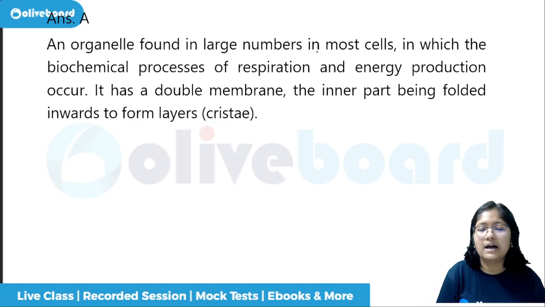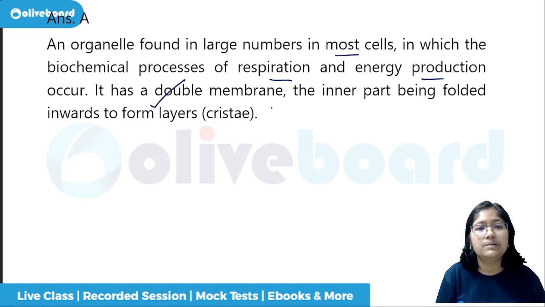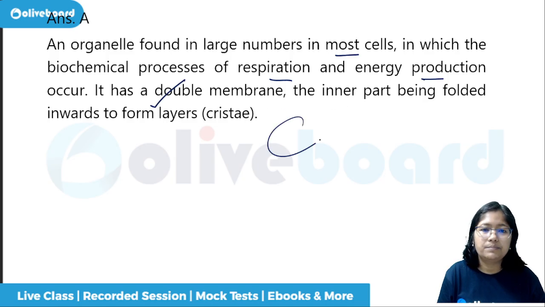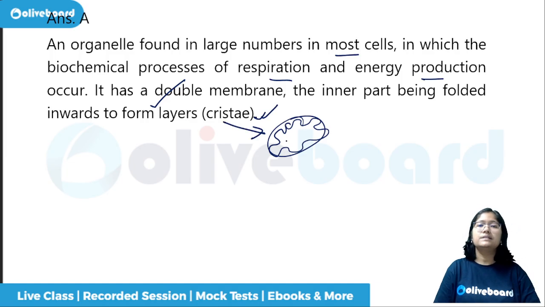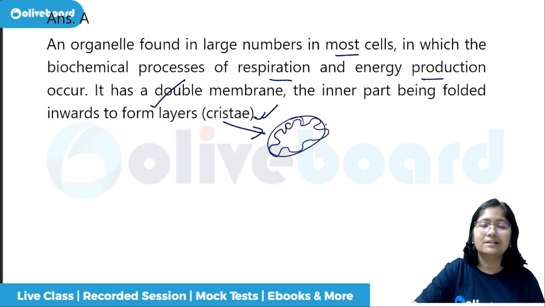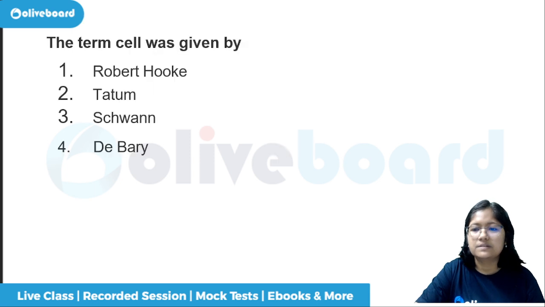An organelle found in large number in most cells, in which the biochemical process of respiration and energy production occurs. Which is double membrane? Remember, the double membrane structure has inward layers. These layers of the mitochondria are known as cristae. So mitochondria is double membrane, the powerhouse, and the site for ATP synthesis.